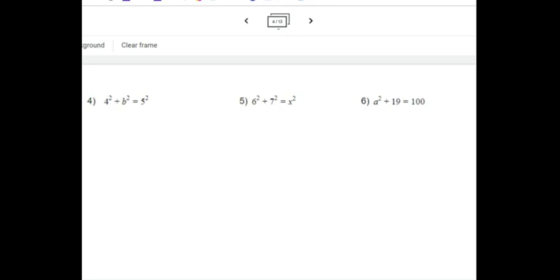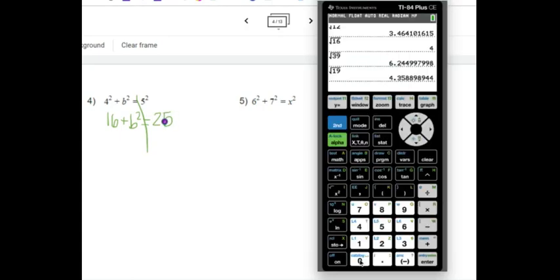So 4 squared is technically 4 times 4, which I know is 16. B squared I can't change at all. And 5 squared I know is 5 times 5, which is 25. If I'm not sure, I can also hit the squared button up here. So 4 squared, I just have to hit those 2 buttons, and that gives me my 16.